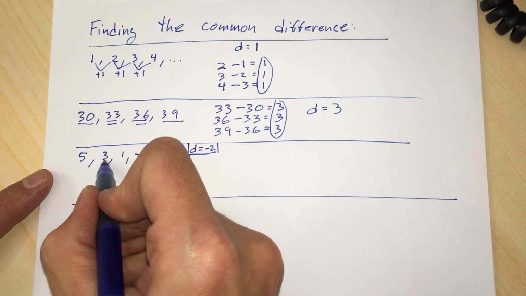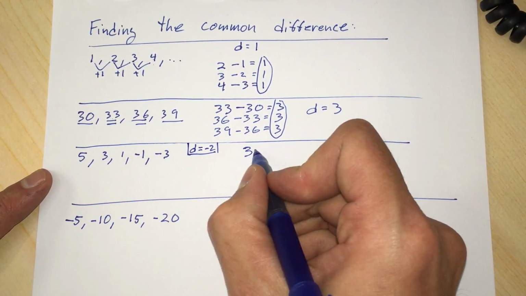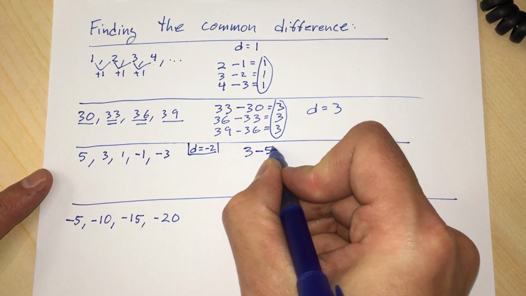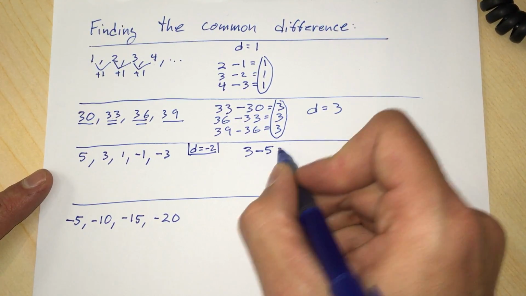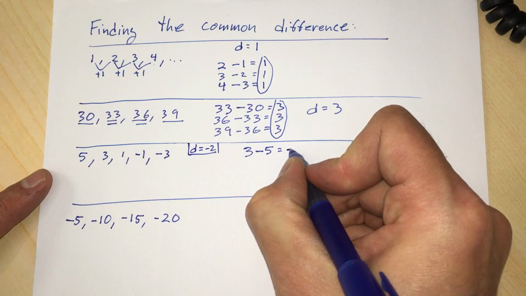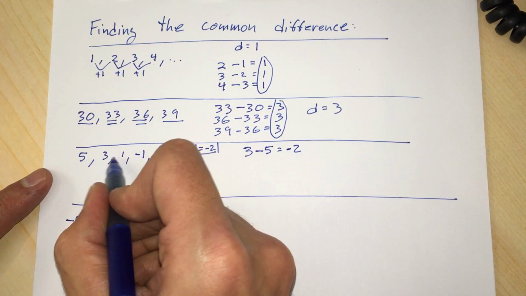So we're going to take our second one, sorry, and we're going to subtract the first one from it. So 3 minus 5. 3 minus 5, there's more negatives than positives. And how many more negatives are there? There are 2 more negatives. So we've got our common difference of negative 2. We're going to take the second one.